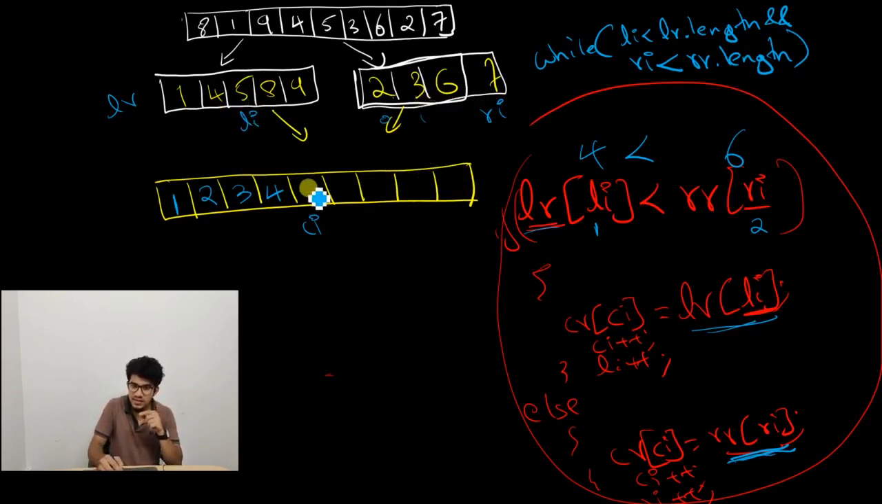Is 5 less than 7? Yes, store 5 like this. Okay, store 5. Then Ci will increment. Then Li will increment. Is 8 less than 7? No. 7 is less than 8. So 7 should be added here.